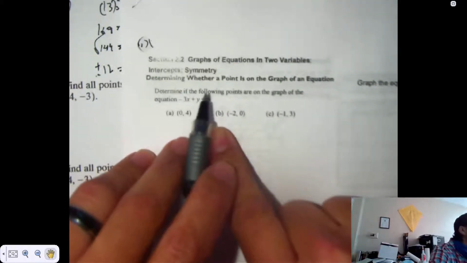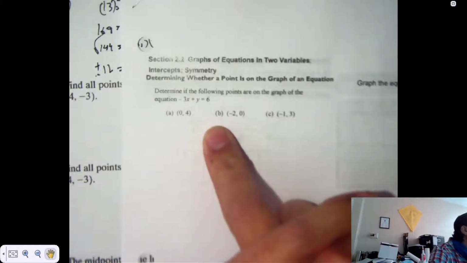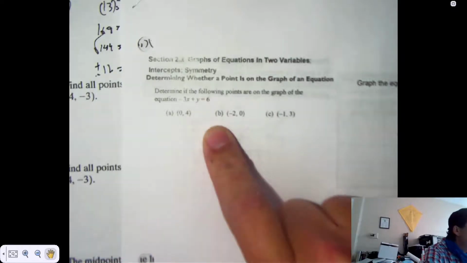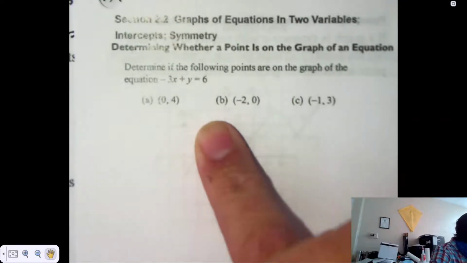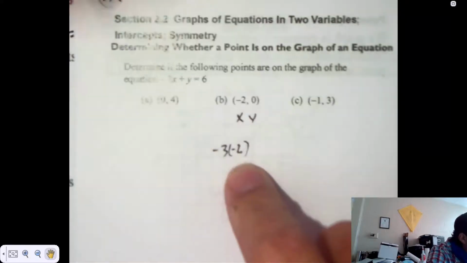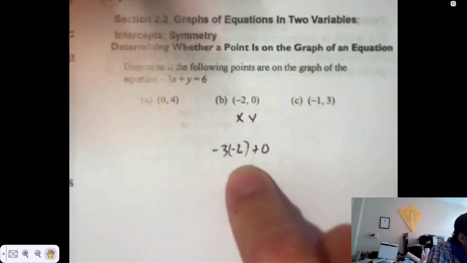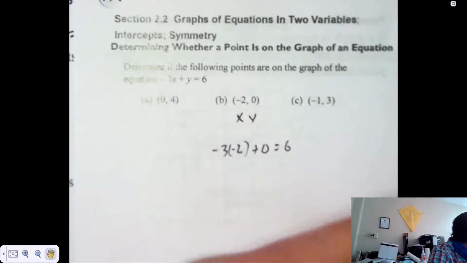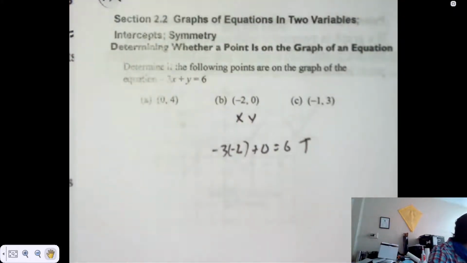Here's the first thing in your notes. Start with the following points are on the graph of the equation negative 3x plus y equals 6. If this was a multiple choice question, what would you do with the answers? You plug them in. All right, so let's just check this one, x, y. That's an x, that's a y. Negative 3 times negative 2 plus y, which is 0, is supposed to be 6. Is that true or false? That's true. So what do you know about that point? Negative 2, 0 exists on the graph.